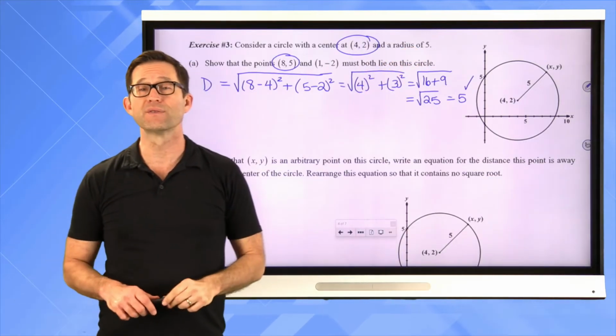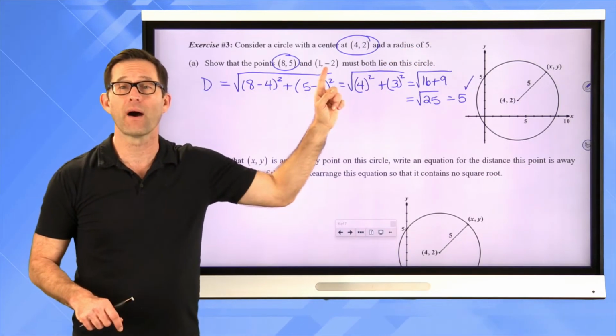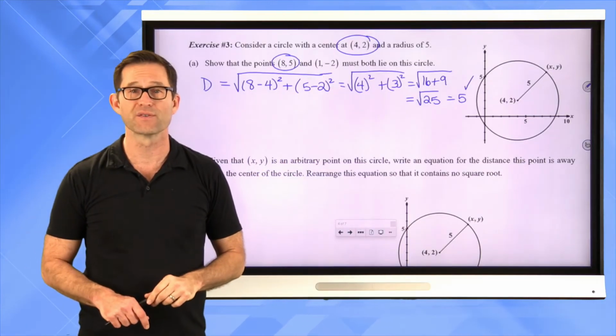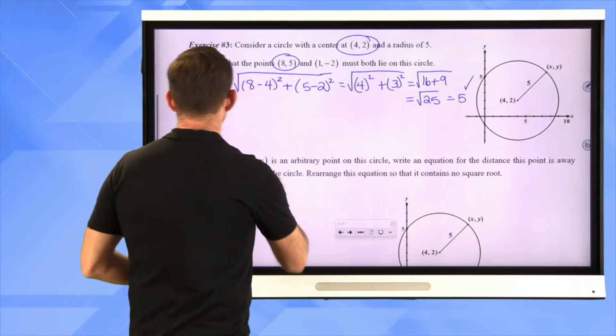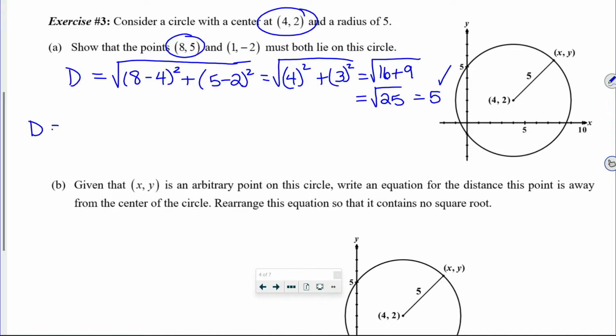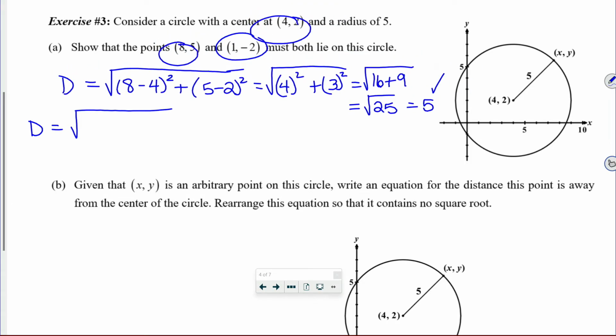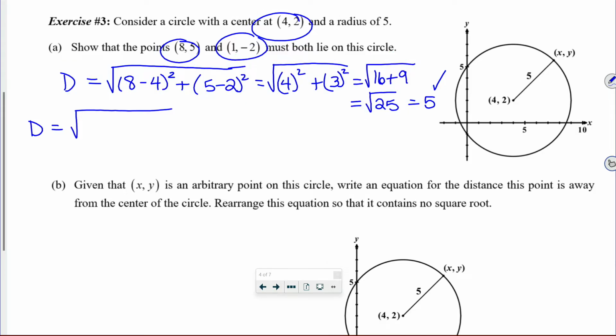Why don't you go ahead and use the distance formula to show that the point (1, -2) must also lie on this circle. All right, let's do it. So I'm going to maybe start it over here. Again, we're just trying to find the distance now between that point and the center. The square root of (1 minus 4) squared plus (-2 minus 2) squared.